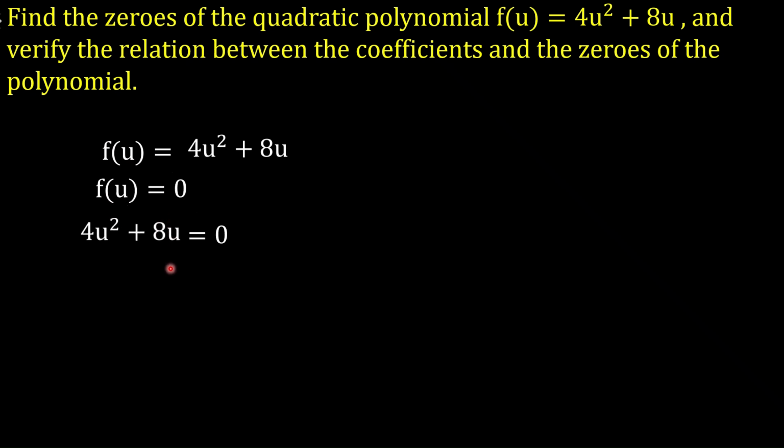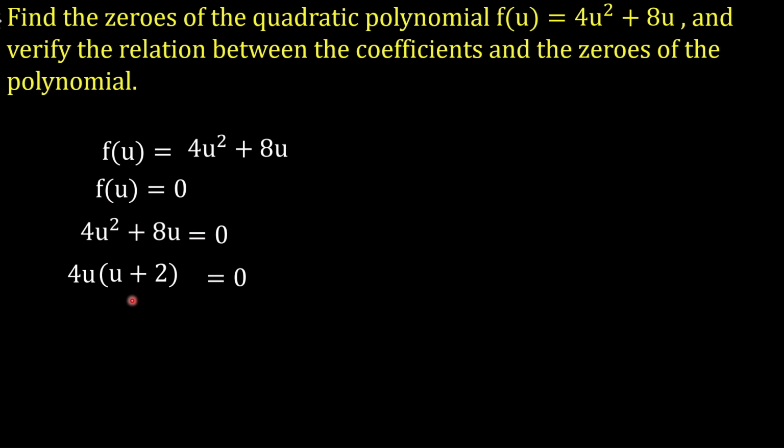Next, we look for common terms. In both the terms, 4 and u are common. So, we take 4u outside. Now, the equation becomes 4u(u + 2) = 0. Now, we use the zero product rule. That is, if a product is 0, at least one factor must be 0. So, we set each factor equal to 0.